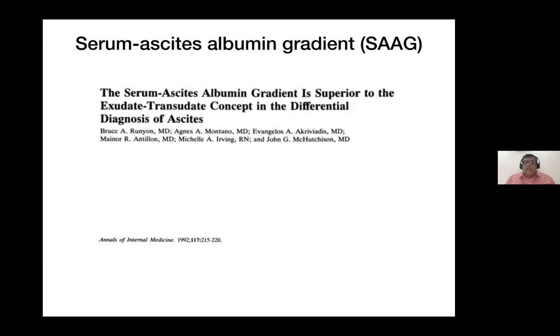where do we go wrong because of overemphasis on these papers. So this was a pioneering work where they looked at serum albumin minus ascitic fluid albumin and called it the SAG, serum ascites albumin gradient.